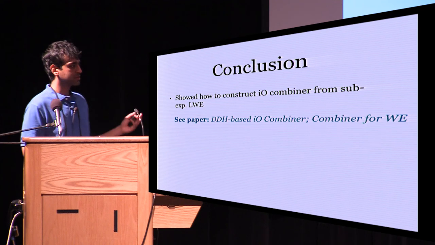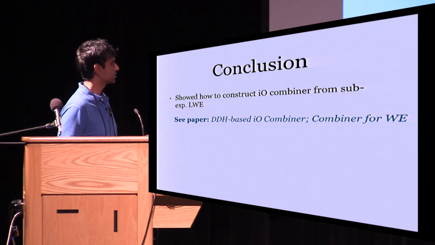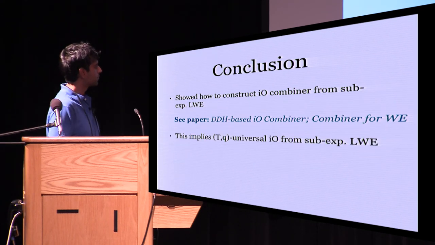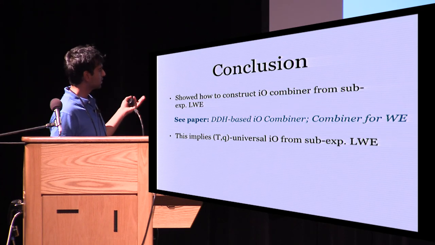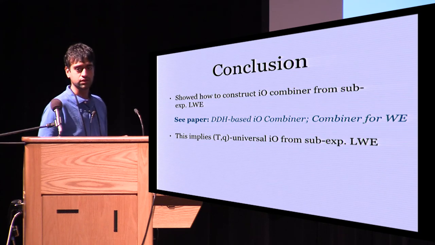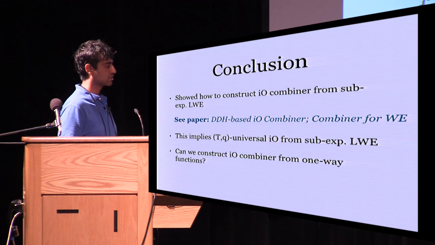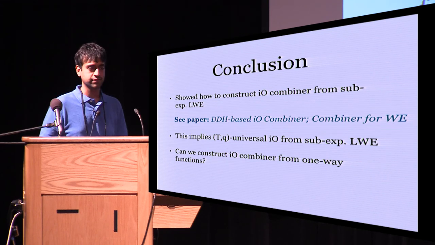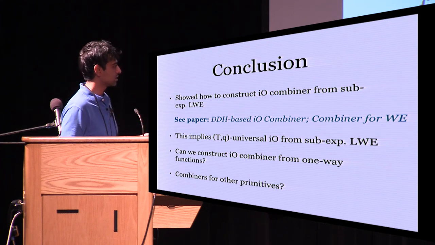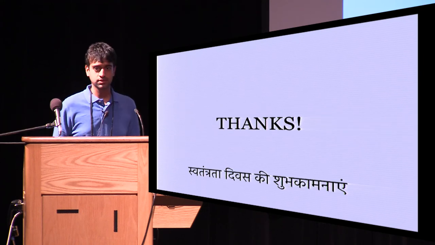What I did not talk about is how to construct IO combiner from DDH and also combiners for witness encryption. I encourage you to read the paper. And the result of robust IO combiner implies universal IO from sub-exponentially secure LWE. The natural open question here is, can you actually construct robust IO combiner for one-way functions? And also to construct combiners for other primitives which are built from MMAPs. Okay, so thank you.